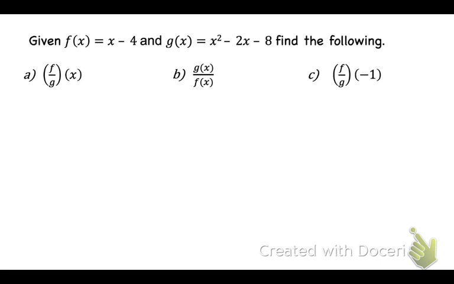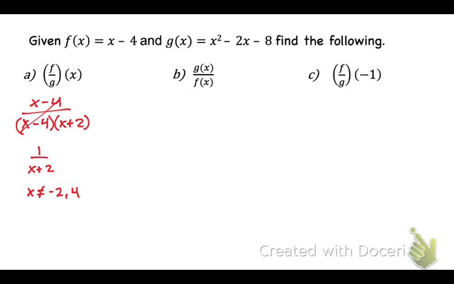Find the following. So I want you to do those 3 on your own. Oh, they're up there. I was like, where are these? Right there. F is x minus 4, and G is x squared minus 2x minus 8. I'm going to pause the video. Okay, so you should have x minus 4 over x minus 4, x plus 2. And so you get 1 over x plus 2. And x cannot equal negative 2 and 4.